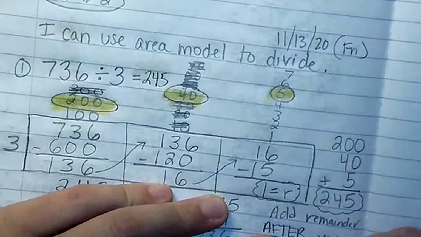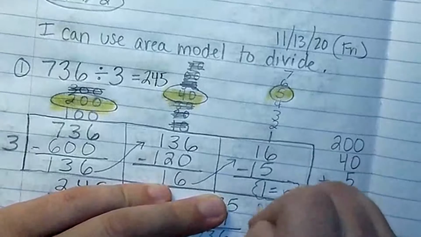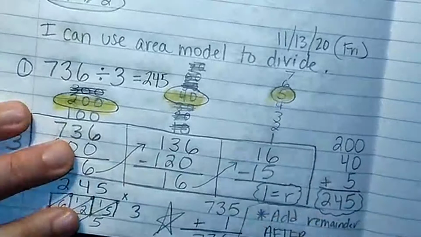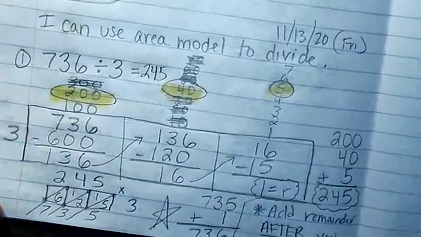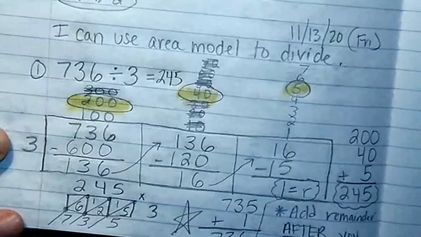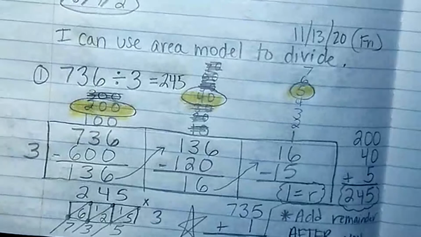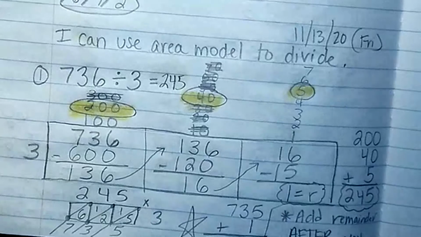Very, very important. You add the remainder after you check. What do you think? A little bit easier than yesterday? Maybe? All right, stick with it. This is our last day of this, so we're going to give you one more strategy. All right, here's number 2. Number 2. Make sure you can see it.